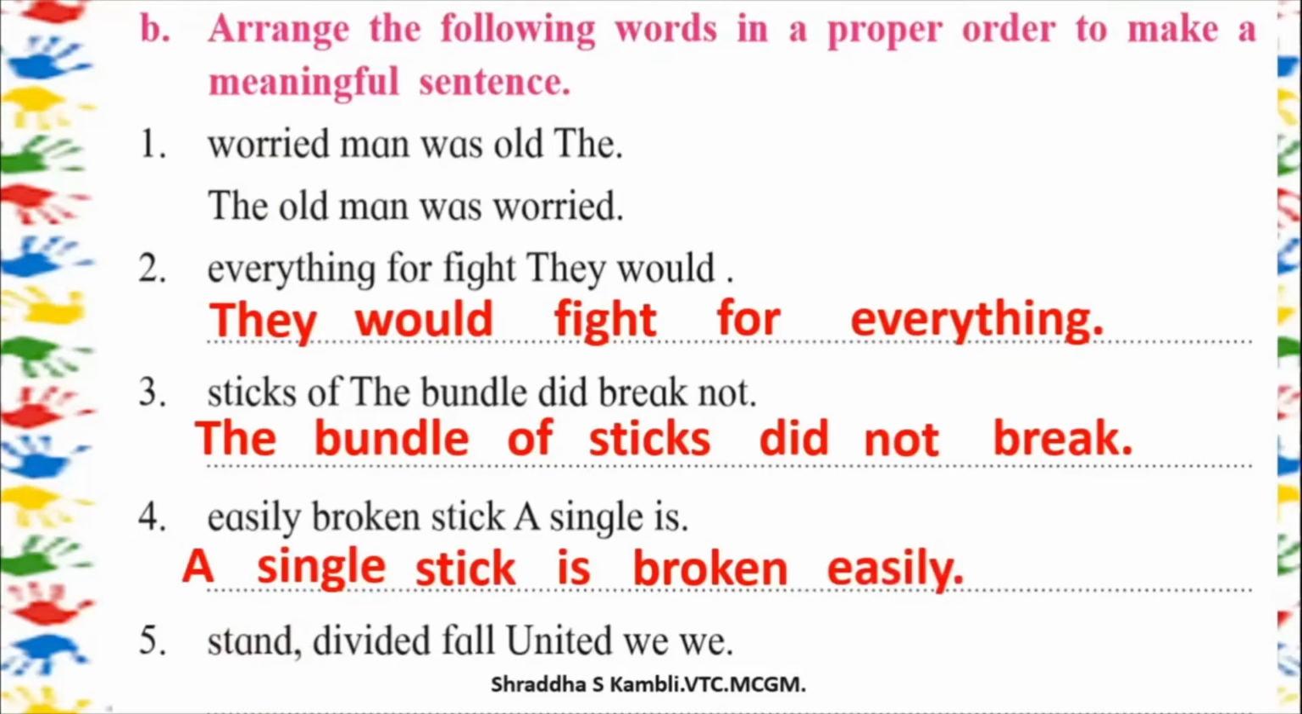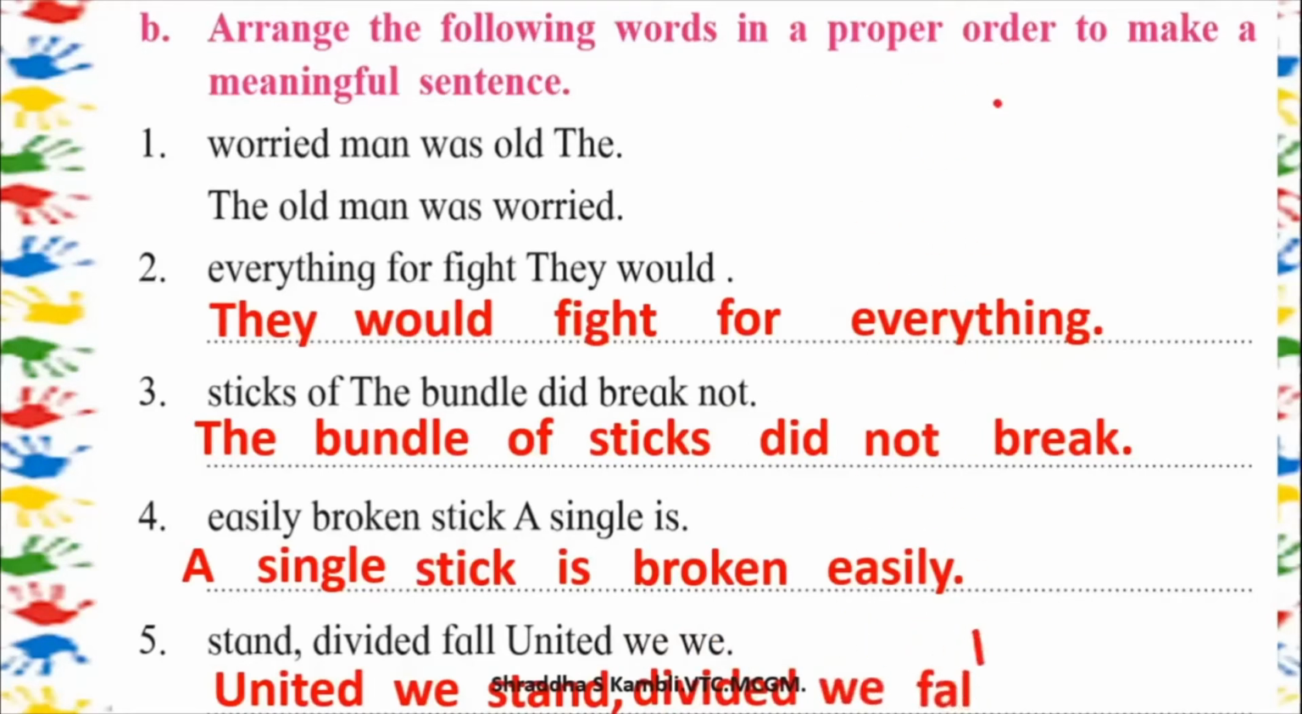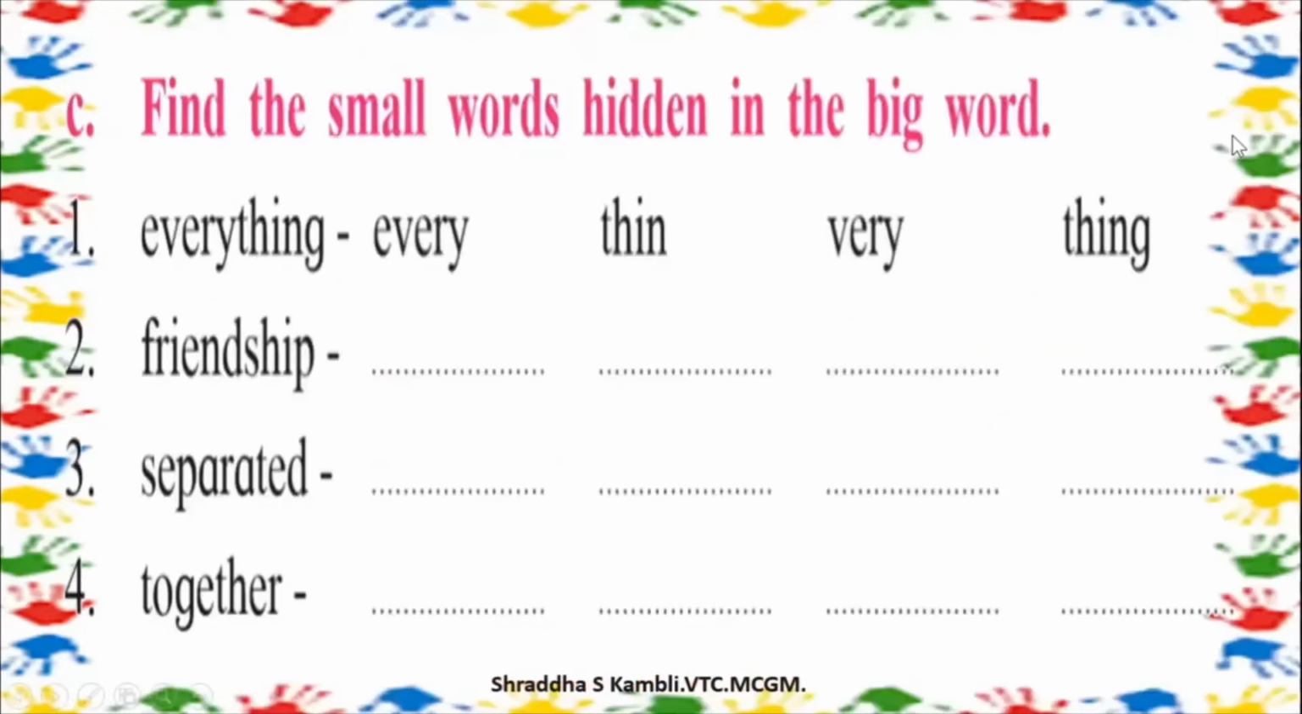Then we come to the next sentence, the last one here. Stand, comma, divided, fall, united, we. So here this also will start with a word starting with a capital letter. So you will write united, U-N-I-T-E-D, we, W-E, stand, and the comma along with the stand, divided, D-I-V-I-D-E-D, we fall. So the moral that we learned from the story, united we stand, divided we fall. Alright, so this is one of the exercises from your textbook. There are some more that we will do now. So let's move on and see the next exercise.